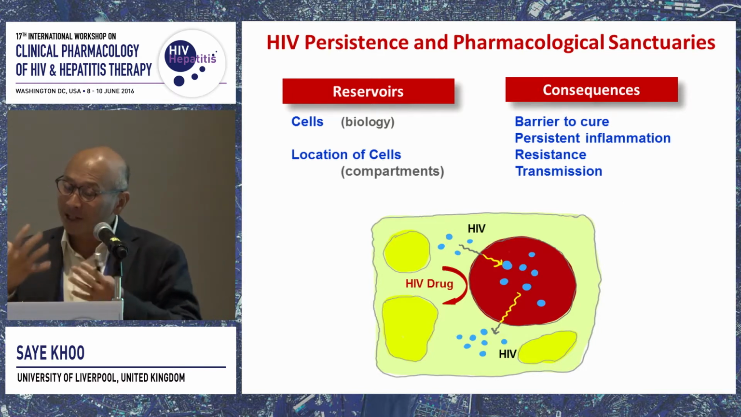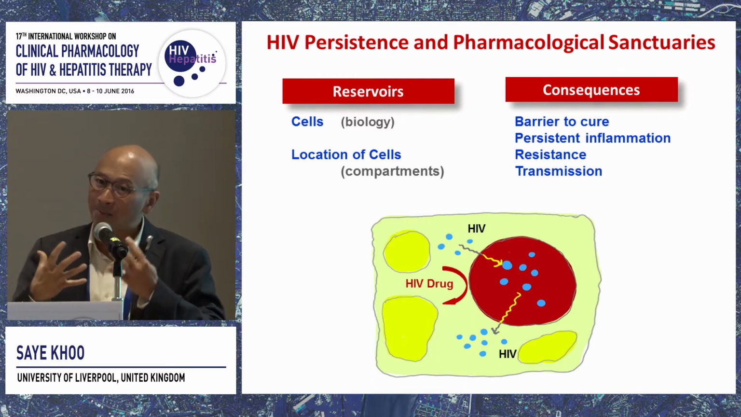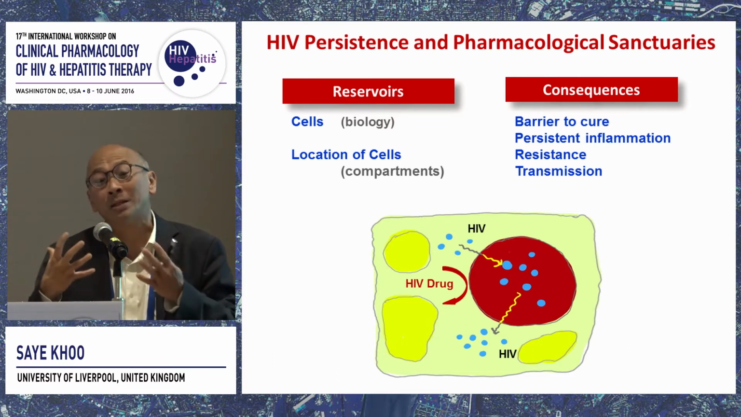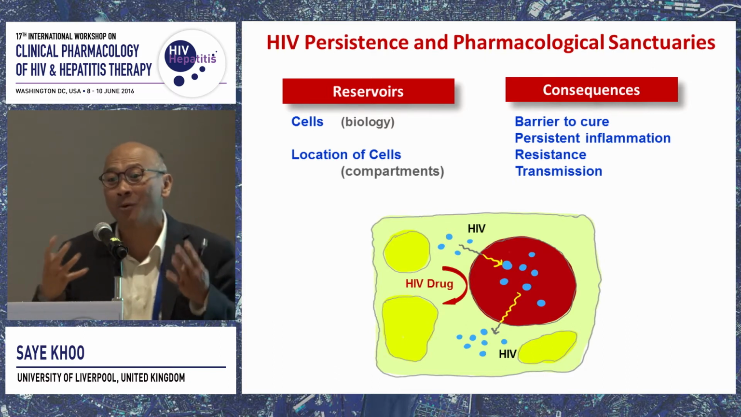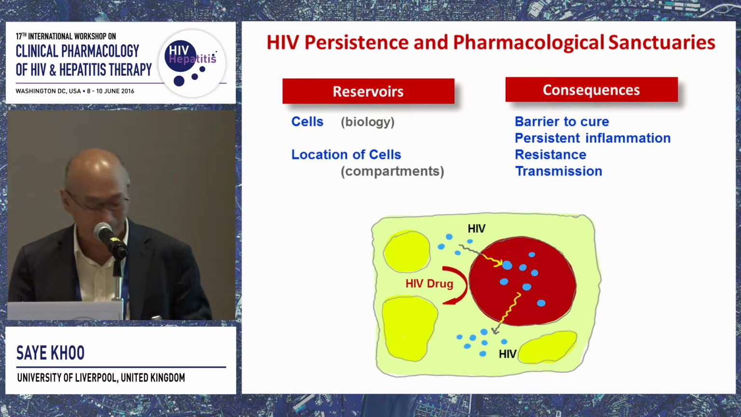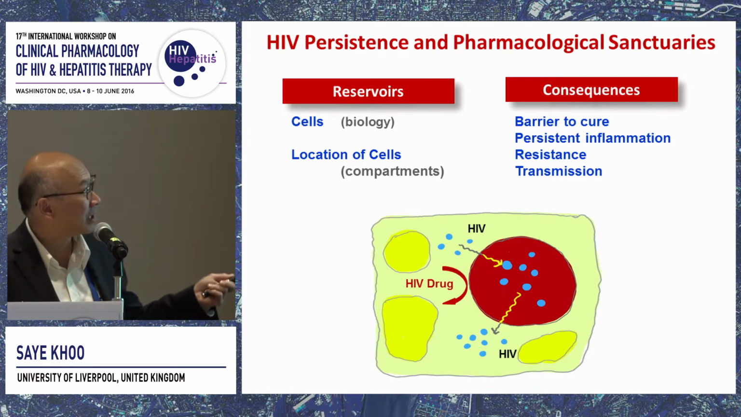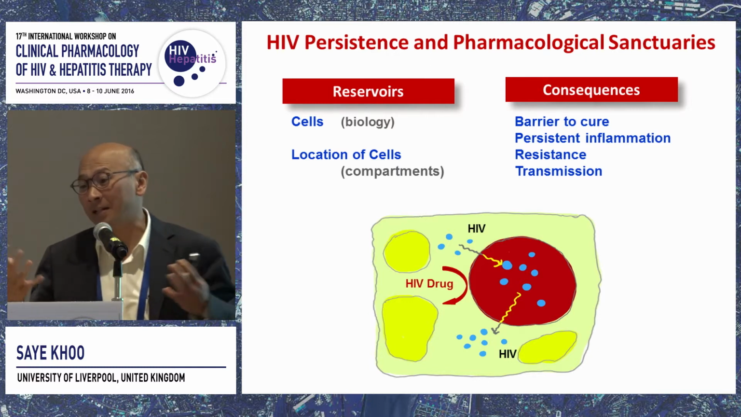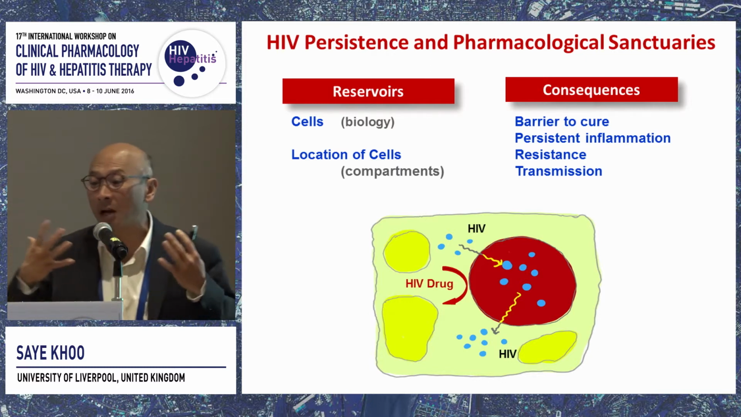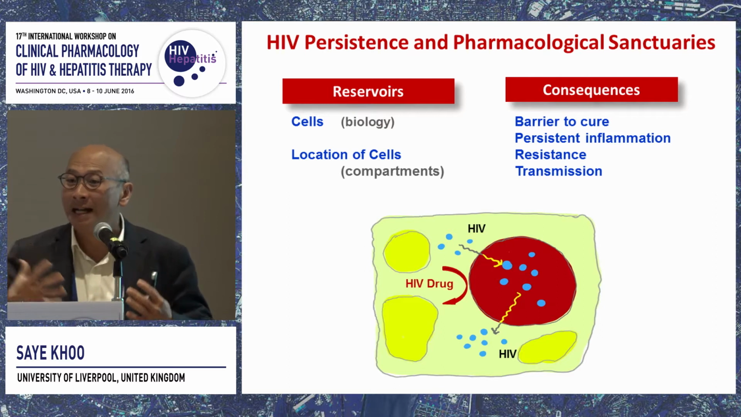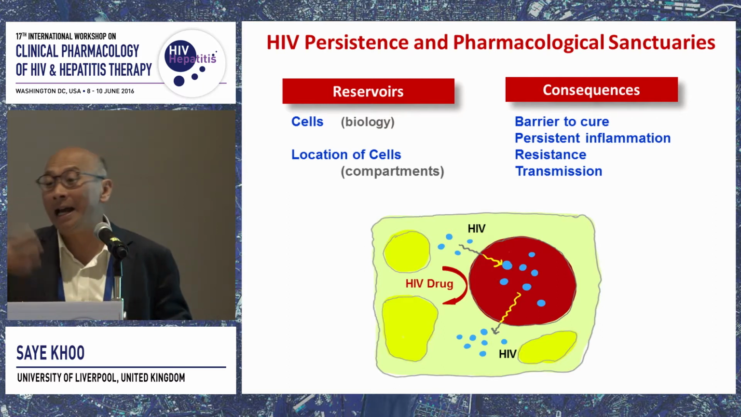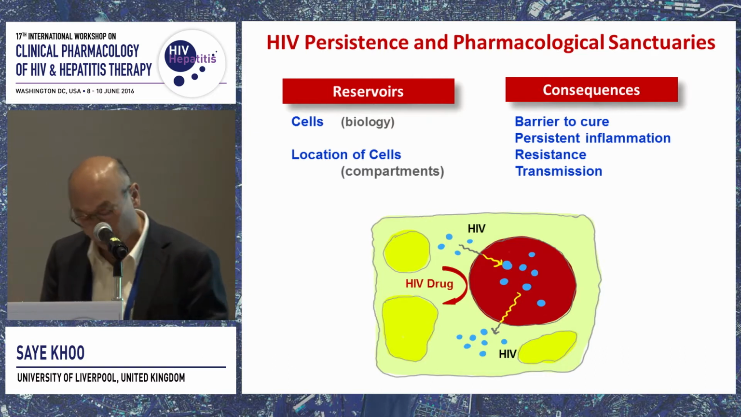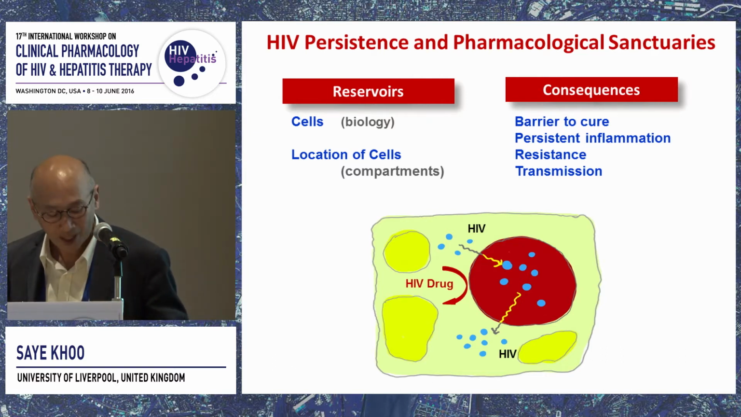And the reason that it does so is either to do with the biology of the cell or the cell-virus relationship, or else it's to do with the location of the cell. The cell is sitting somewhere that makes it relatively inaccessible as far as the drug is concerned. And the consequences of having sanctuaries are obvious, and we've talked about them today in terms of whether it's a barrier to cure or it's persistent inflammation driving aging, driving cancers and comorbidities and transmission and the rest of it.